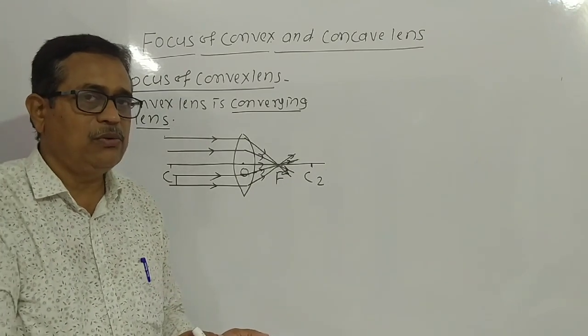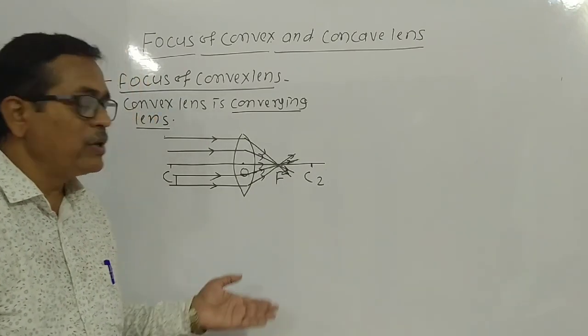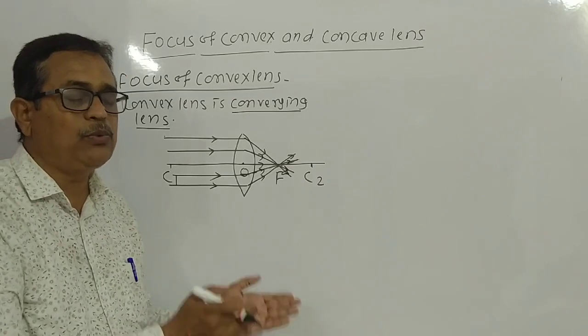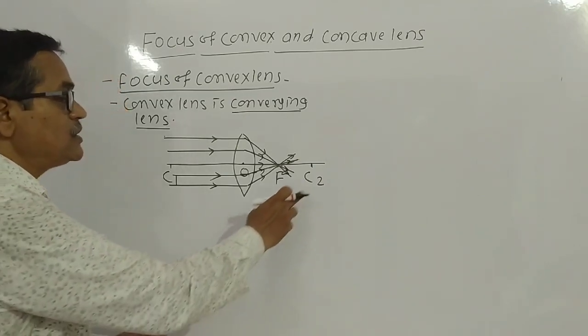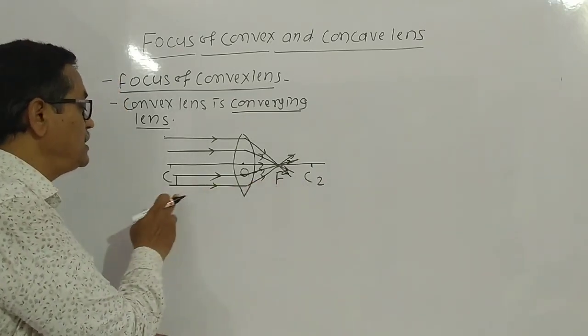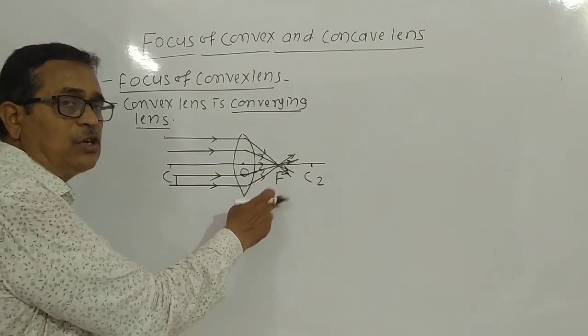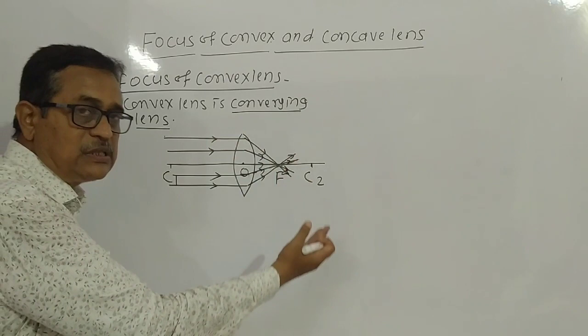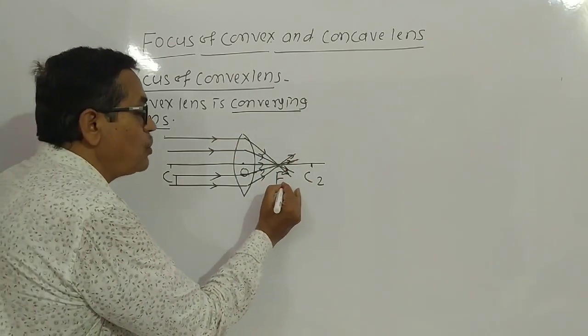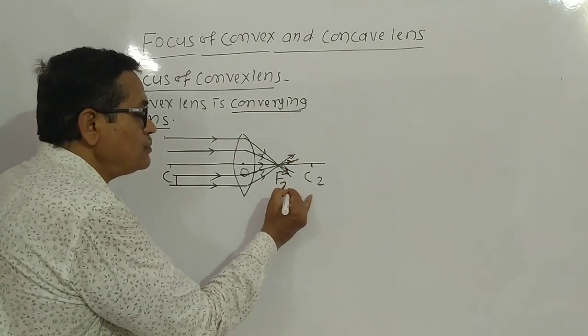In the earlier video, we studied that a lens is a part of two intersecting spheres. Here C2 is the center of the second sphere and C1 is the center of the first sphere. Hence this F, the focus of convex lens, is in the second sphere. Hence it is called F2.